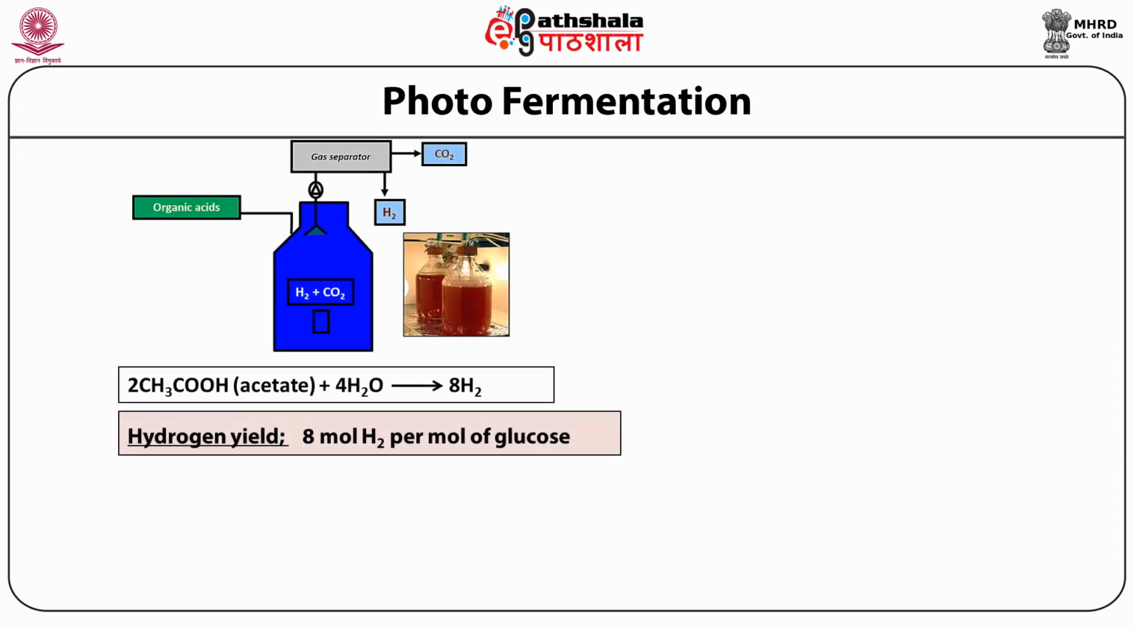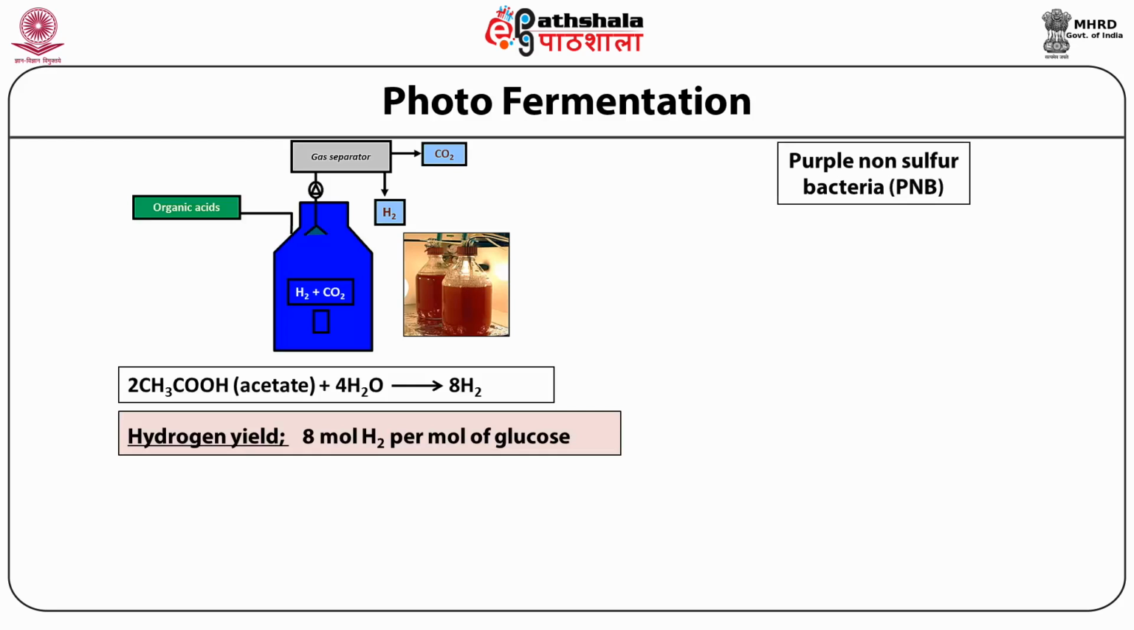Coming to the photofermentation process, as the name indicates, this process requires light as the source of energy, and through the fermentation process, in presence of light, hydrogen can be produced. But the type of microbes having the potential for production of hydrogen from this process is different compared to the other two processes which we have learned earlier, that is the biophotolysis and the dark fermentation process.